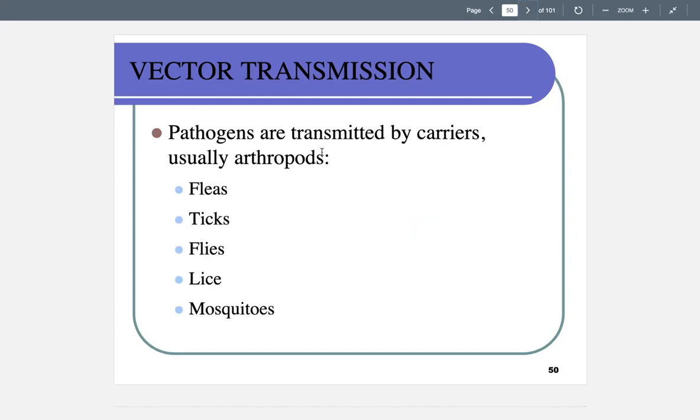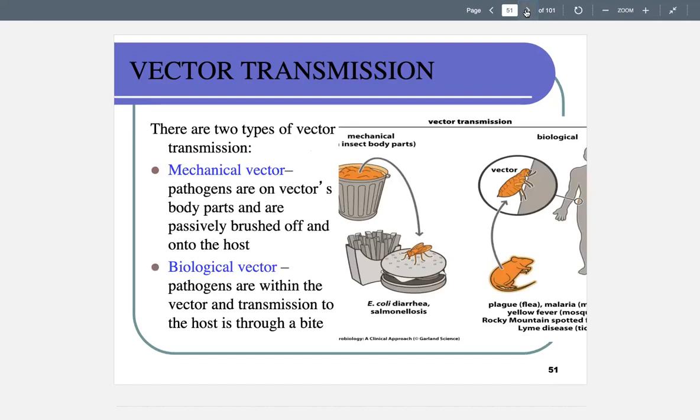Okay. Vector transmission, ibig sabihin, these are pathogens that are transmitted by carriers. Okay, pag vector, ibig sabihin, this involves the arthropods, no, mga insects. Okay, the fleas, ticks, flies, lice, and the most common is the mosquitoes. Okay, di ba? Dengue is a vector-borne, okay, viral disease. Yung malaria, no, it's a vector-borne also, na parasitic infection. Okay. There are two types of vector transmission such as the mechanical vector and biological vector, no?